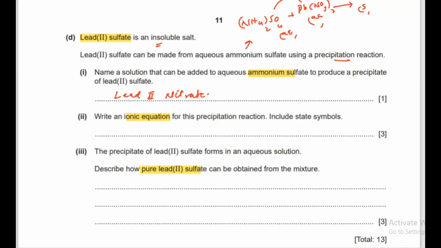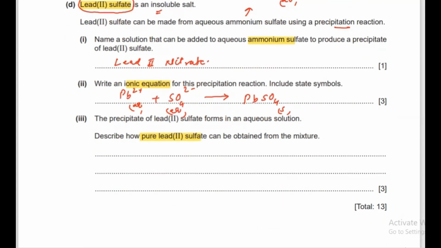Write an ionic equation for the precipitation. Whenever you want to write the ionic equation for a precipitate, just copy the precipitate on the right hand side. This is the precipitate, lead-2 sulfate, and the two ions used to make it. Lead is Pb2+ and sulfate is SO4 2-. So this is the balanced equation for the formation of lead-2 sulfate. The precipitate of lead-2 sulfate forms in aqueous solution.